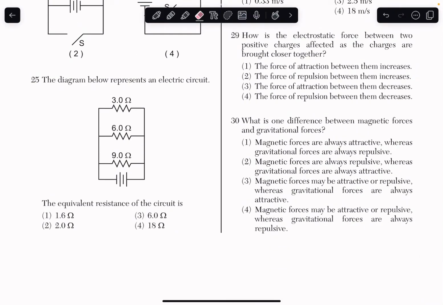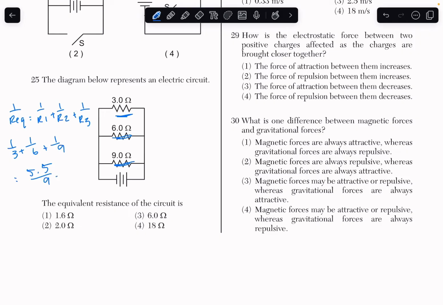25. The diagram below represents an electric circuit. The equivalent resistance of the circuit is... So to solve this, we just have to use the equation 1 over Req equals 1 over R1 plus 1 over R2 plus 1 over R3, because this is a parallel circuit and this is the equation for finding the total resistance for a parallel circuit. So 1 over 3 plus 1 over 6 plus 1 over 9, because that's all these resistors. And after we do that, we're going to get 5.5 over 9, which is 0.61. So 1 over 0.61 is going to give us our final answer of 1.6 ohms. And that is answer choice 1.